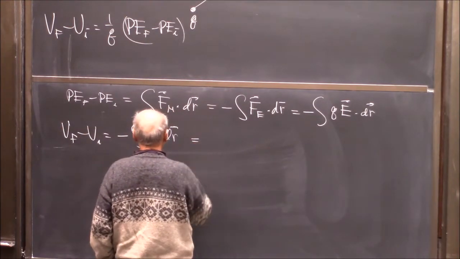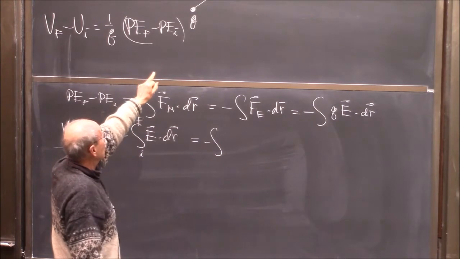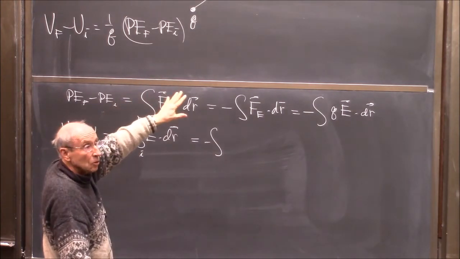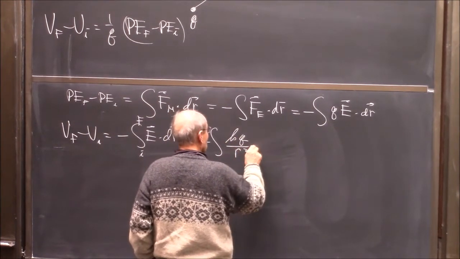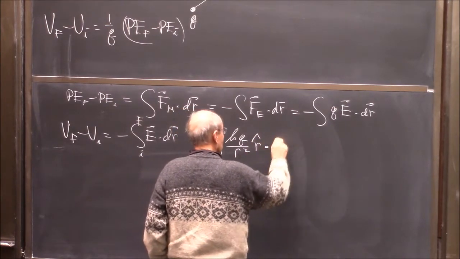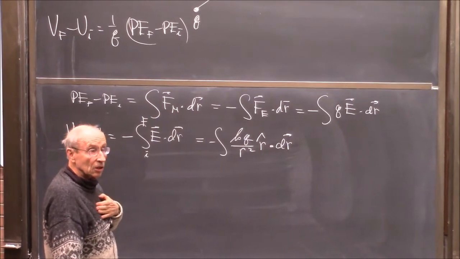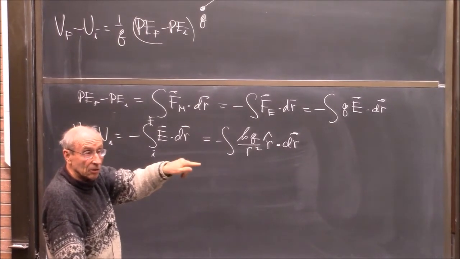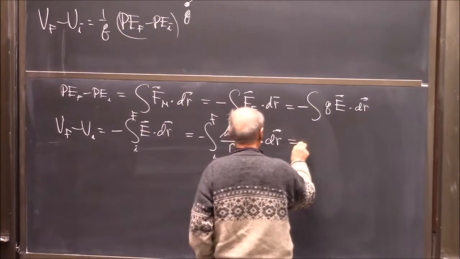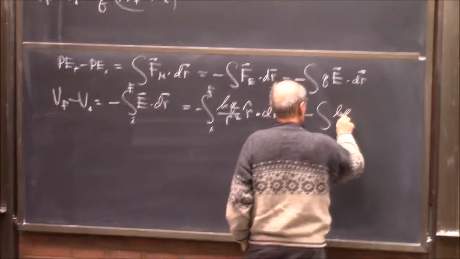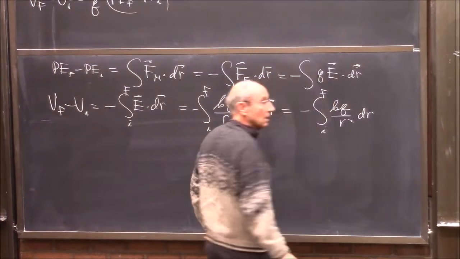Okay? Now, E, due to that charge Q, is KQ over r squared r hat. So, KQ over r squared r hat dot dr. But r hat and dr are in the same direction. dr is just an extension of the vector r, so it lies in the direction of the vector r from the initial to the final position. So we get minus KQ over r squared dr from the initial to the final position.